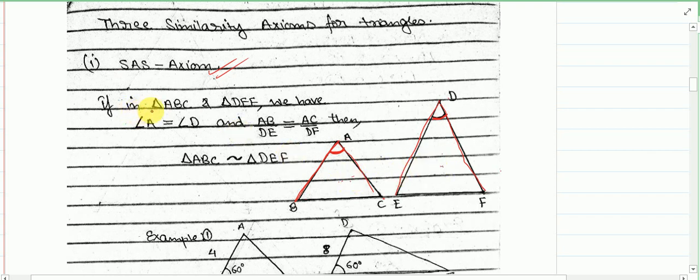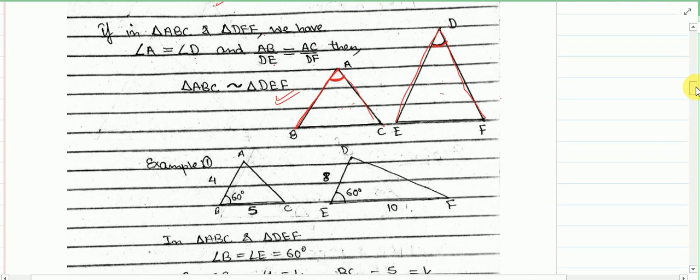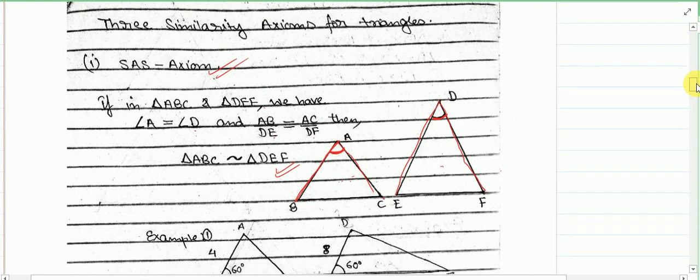So if in triangle ABC and triangle DEF we have angle A equal to angle D and AB proportional to DE and AC proportional to DF, then we say that these 2 triangles are similar. Things will be more clear when we see questions. So here I have taken one example. Okay, so you will write down this in your maths copy.